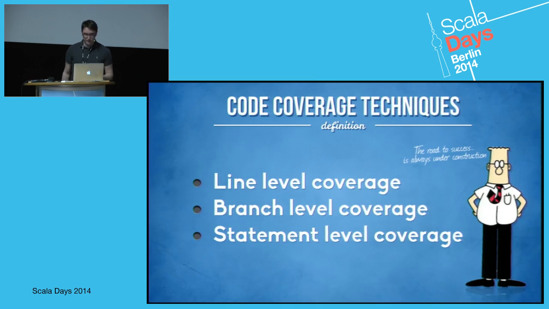Before we go a bit deeper into code coverage analysis, let's focus for a few minutes on the different kinds of code coverage techniques. There are mainly three of them: line level coverage, statement level coverage, and branch level coverage. Many code coverage libraries were line-based, and that's usually fine for verbose languages like Java. When you want to instrument a language like Scala, it's a bit more complex.